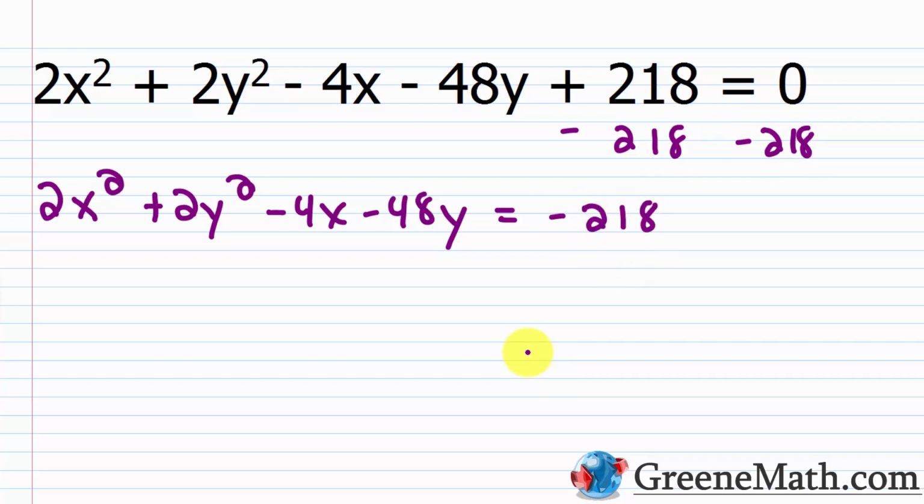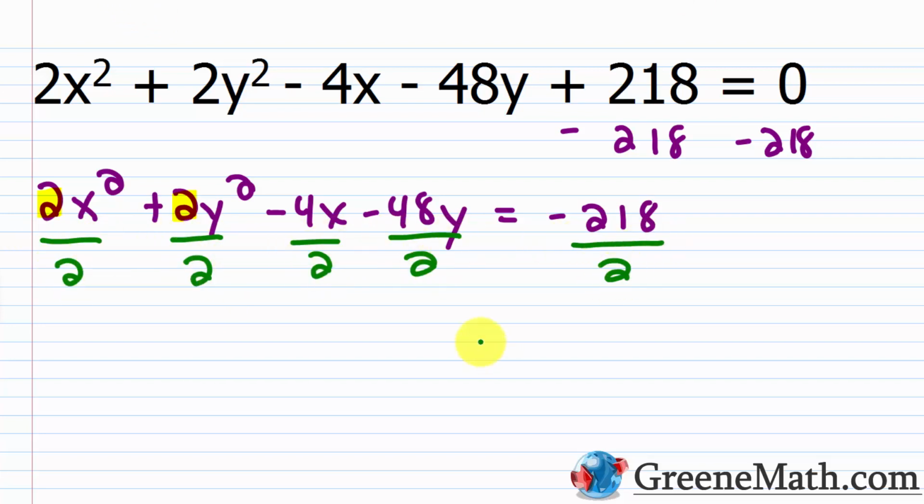Then what you want to notice is that the coefficient on x squared and y squared is a 2. You want that to be a 1. So what we're going to do is divide each side of the equation by 2. So I'm going to divide every part here by 2.